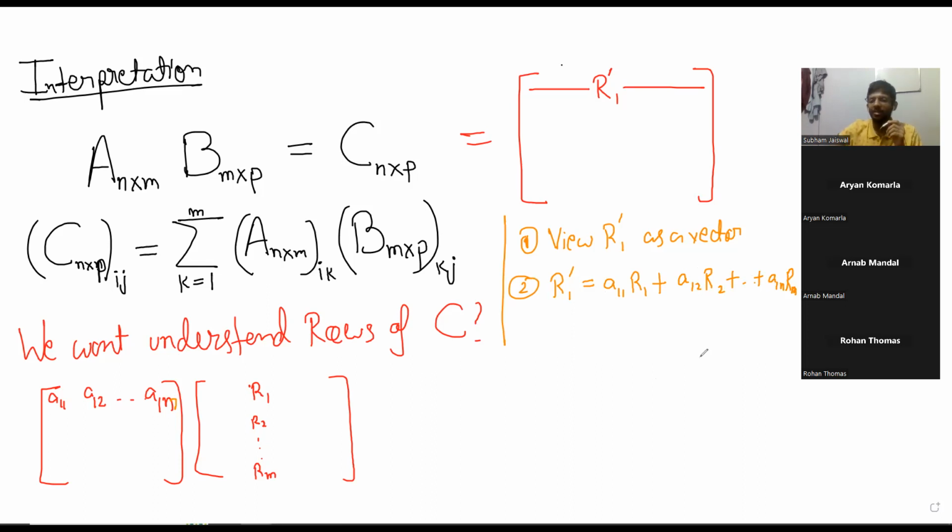So you see basically what has happened is the first row of R1 prime is a linear combination of the rows of B, and the weights are coming from A. For the first row, the weights are coming from the first row of A. For the second row of the product, weights are coming from the second row of A, and so on. A proof is trivial. You can just write it and check it. There is nothing to prove. It comes directly from the matrix multiplication definition.